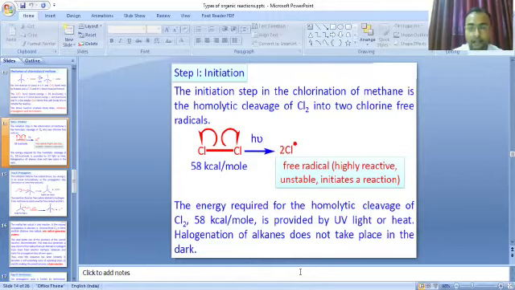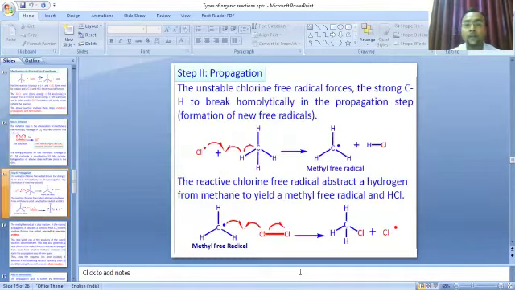So this is the essential condition for this reaction. That means this reaction only occurs in the presence of sunlight or heat. In dark conditions, this reaction is not possible. Now come to the second step, that is the propagation step. The unstable chlorine free radical causes the strong carbon-hydrogen bond to break homolytically in the propagation step.